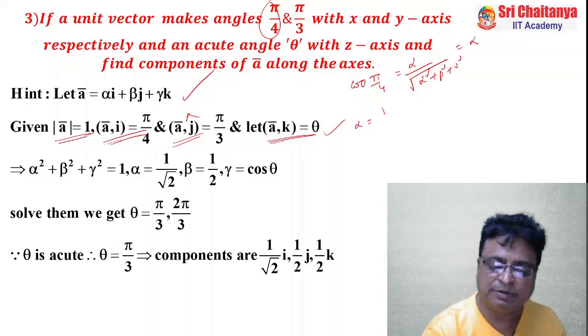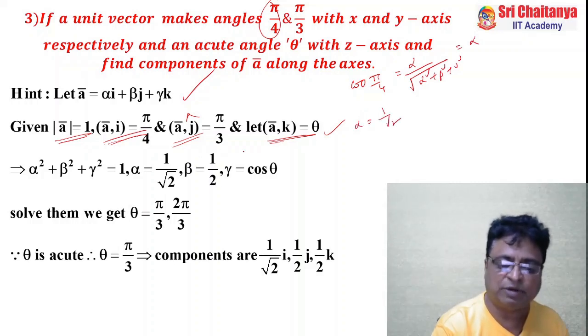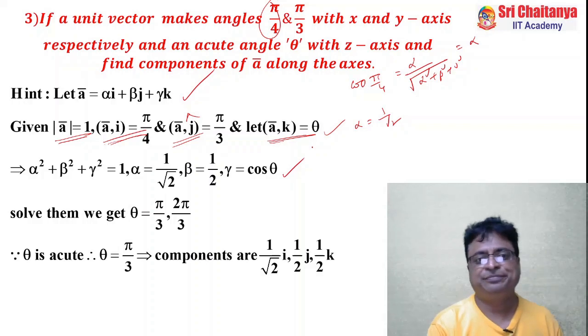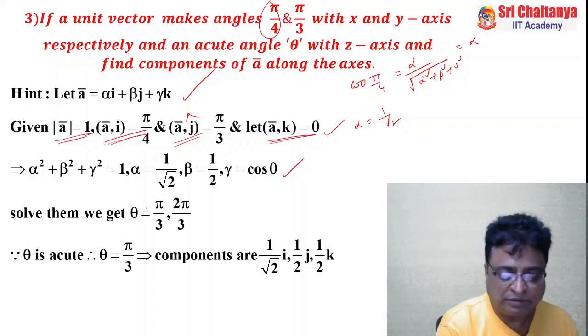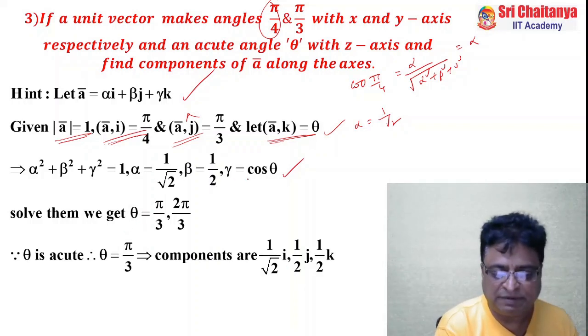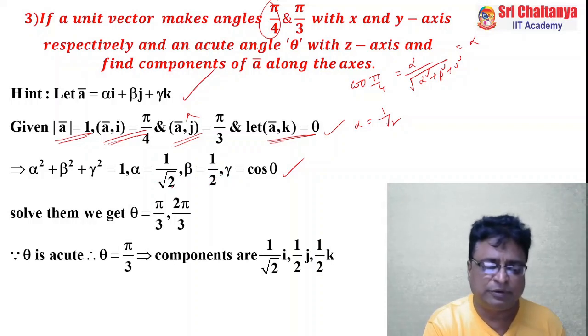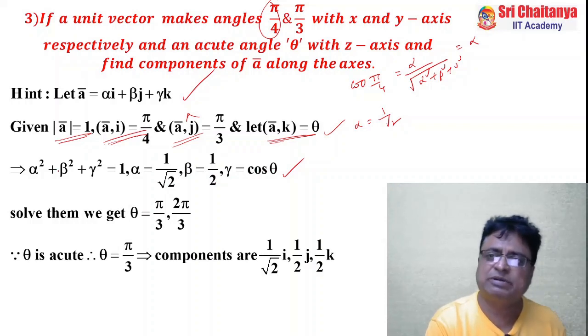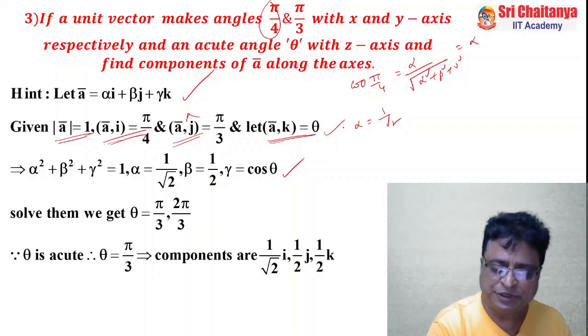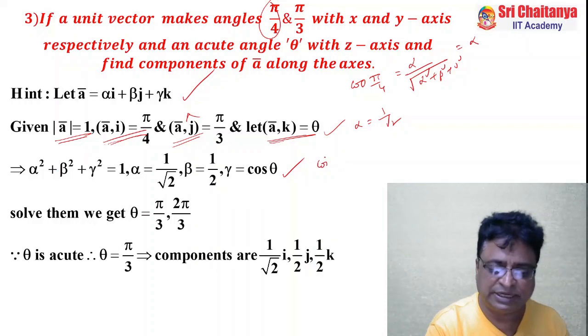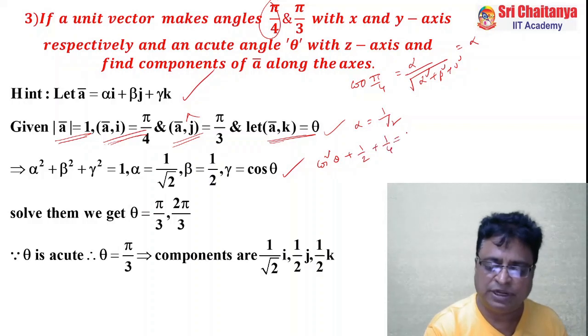Cos pi by 4. Cos pi by 4 is what? 1 by root 2. Similarly, beta equal to 1 by 2. Gamma is equal to cos theta. So after simplification of these, alpha equal to 1 by root 2, beta equal to 1 by 2, gamma equal to cos theta. Alpha square plus beta square plus gamma square is equal to 1. Substitute it: cos square theta plus 1 by 2 plus 1 by 4 equal to 1.